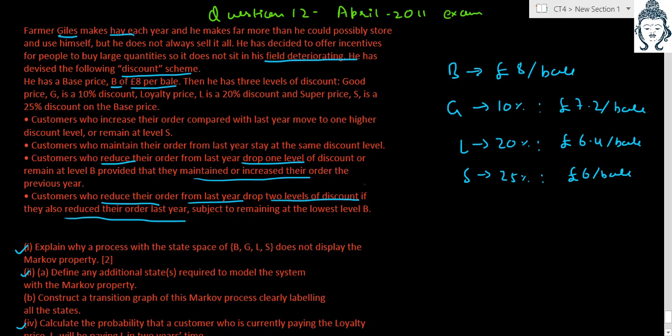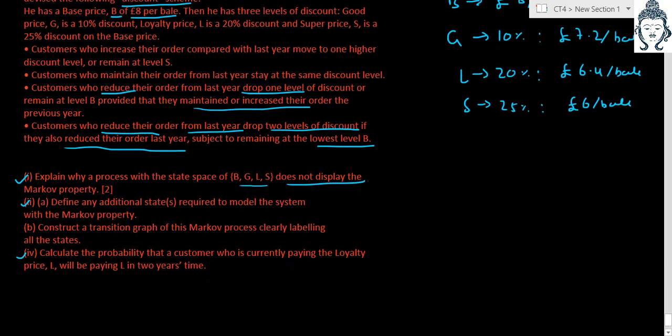So last year also reduction, if you're reducing this year again, then you're dropping down two levels, subject to the lowest level of B, which is the base price. So that's the lowest level. Explain why the process with the state space B, G, L, S, this is the normal process which we would expect, does not display the Markov property. So it does not display the Markov property because the drop down depends on the last year's purchase. If there is a reduction in 2 consecutive years, the person will fall down 2 levels.